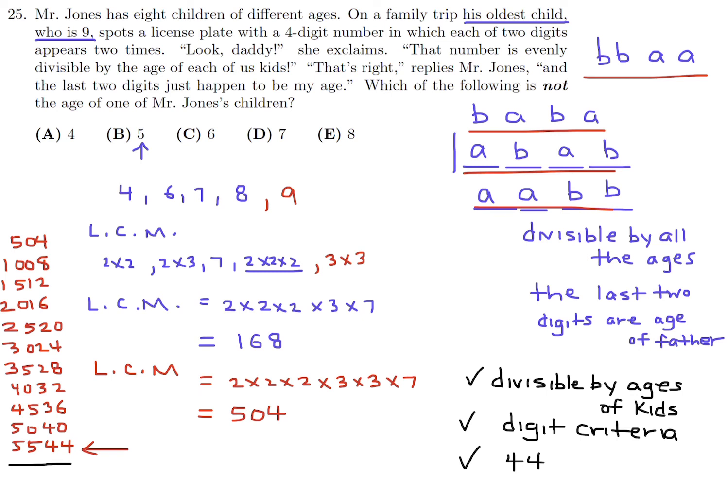So after all that work, which of the following is the age that is not one of Mr. Jones's children? Well, it's 5. So I got a little lucky there, and I chose the right one. So number 25, the answer is B.